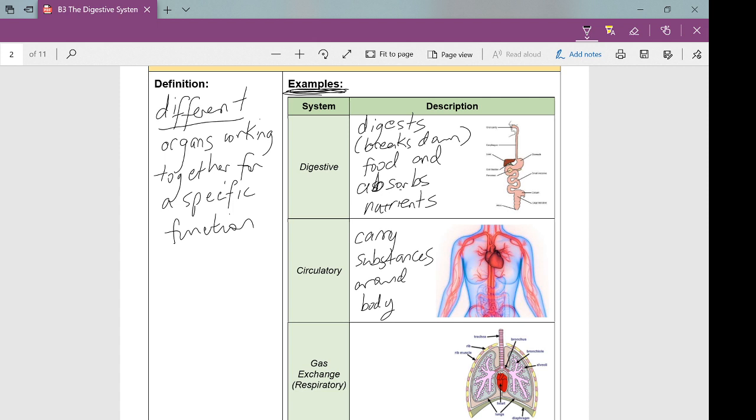Basically, because we're multicellular organisms, meaning we are made up of loads and loads of cells, in order for all of our cells to get all of the nutrients and all the important gases to be able to survive, we need to be able to have some sort of system to carry that around the body, and that is the job of the circulatory system.